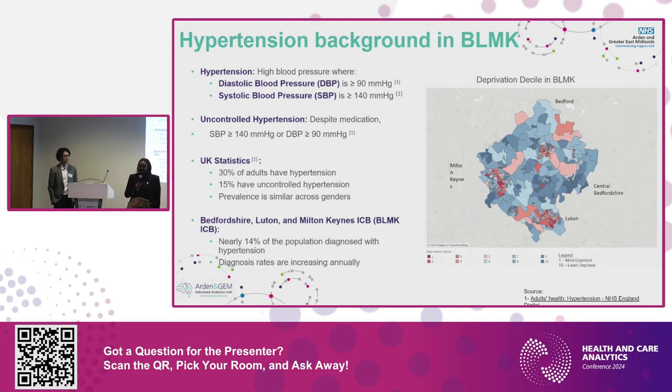So you see in this map, we've highlighted the BLMK area and divided it by LSOAs, where we highlighted the deprivation decile per LSOA. The deprivation decile is 1 in red for the most deprived area and 10 for the least deprived area. And you can see on the map, you have some areas, for example, in Milton Keynes and Luton, where you have pockets of hypertension.